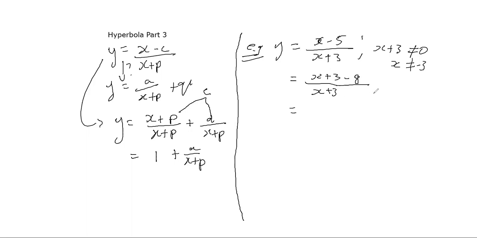Now, remember, if I've got a plus b over 2, this actually comes from the fact that I had a over 2 plus b over 2. Excuse me. So that is actually what I'm doing.